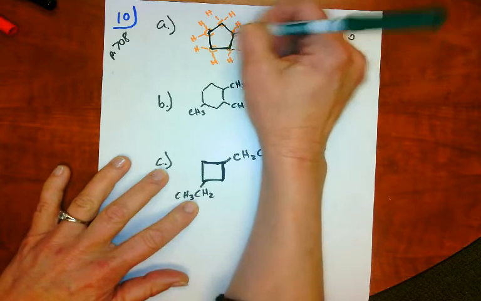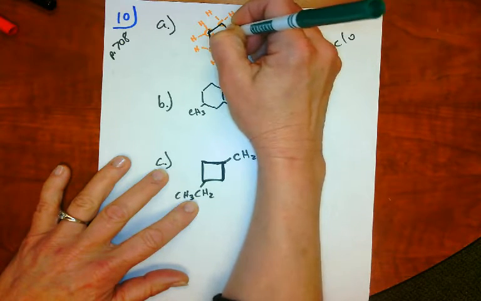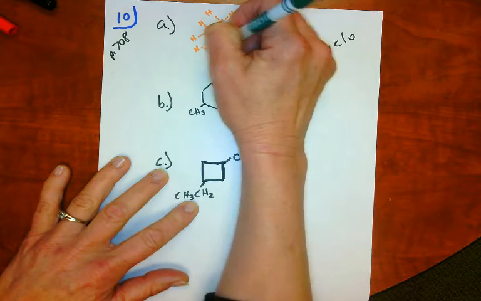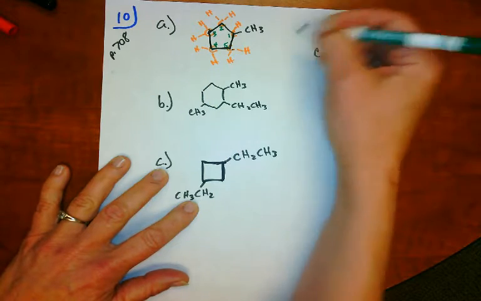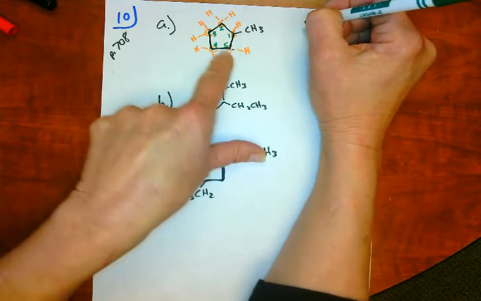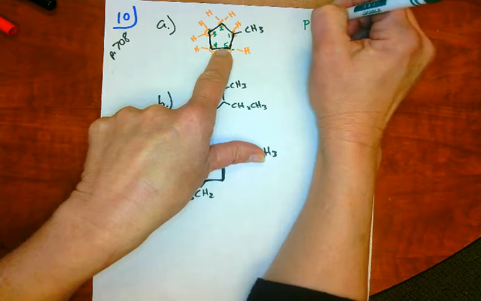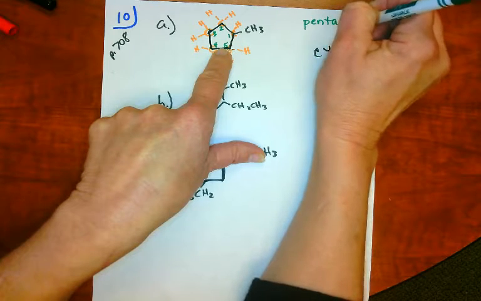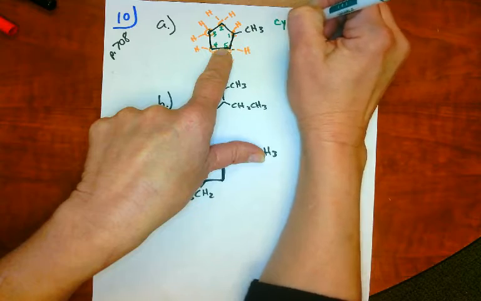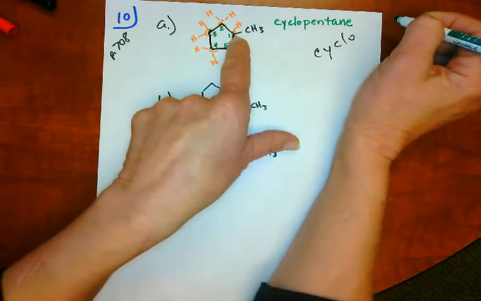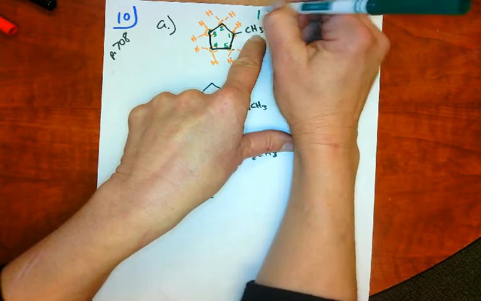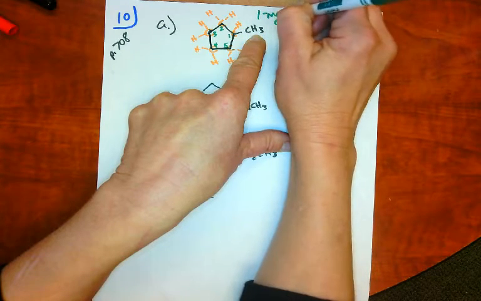And because this group is hanging off of here, I'm going to start here as my 1, 2, 3, 4, 5. So this one's going to be a 5 single bonded. So it's going to be pentane, but it's not just a plain pentane, it's a cyclopentane. And on carbon 1, it has a methyl group. So 1-methylcyclopentane.